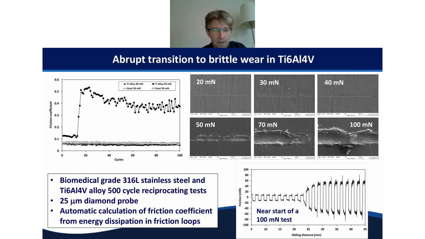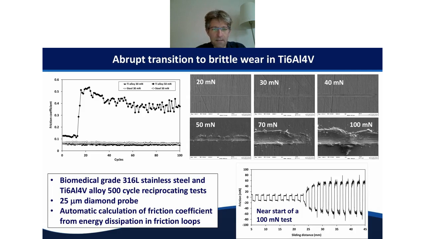This is a typical example of where it's been used: reciprocating sliding of titanium 6-4. In this system, it's a highly cycle-dependent and load-dependent response, where there's a transition to a brittle fracture mode, which occurs after a certain number of cycles, in this case above 40 millinewtons, when we're using a 25 micron diamond probe as the slider.